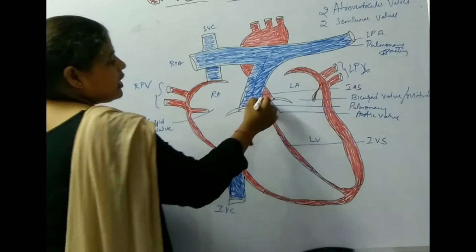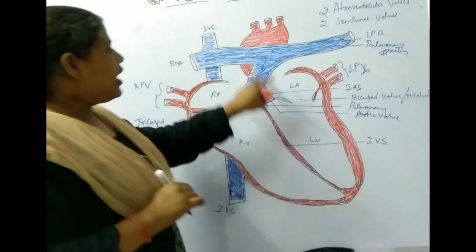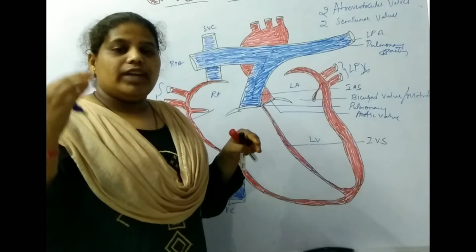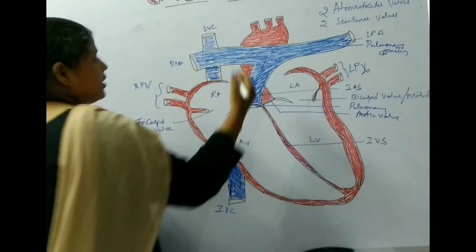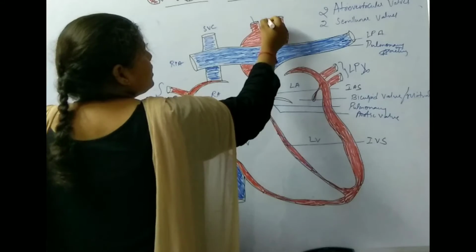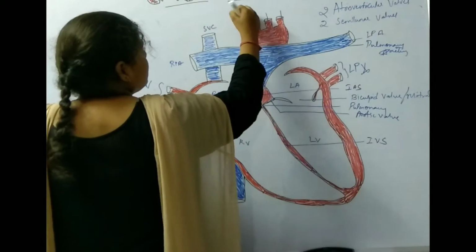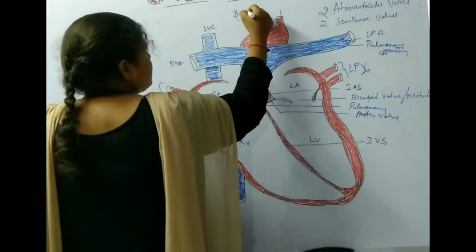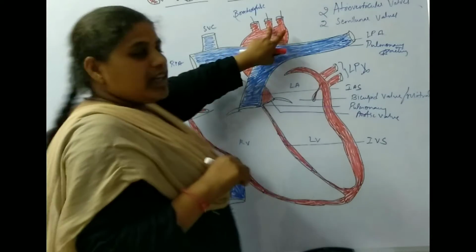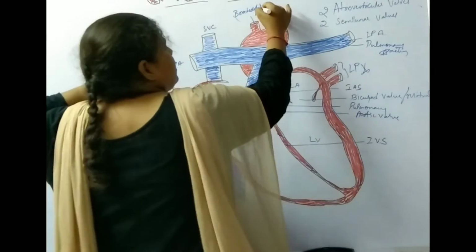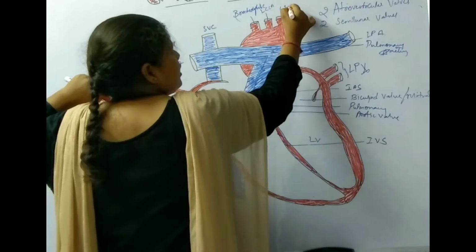And we have the aorta. Here we have the aorta, which is the largest artery in our body. From the aorta only, the entire body will get the oxygenated blood. The aorta again has three branches. It has a brachiocephalic artery, and the second one, the left common carotid artery, and here the left subclavian artery.